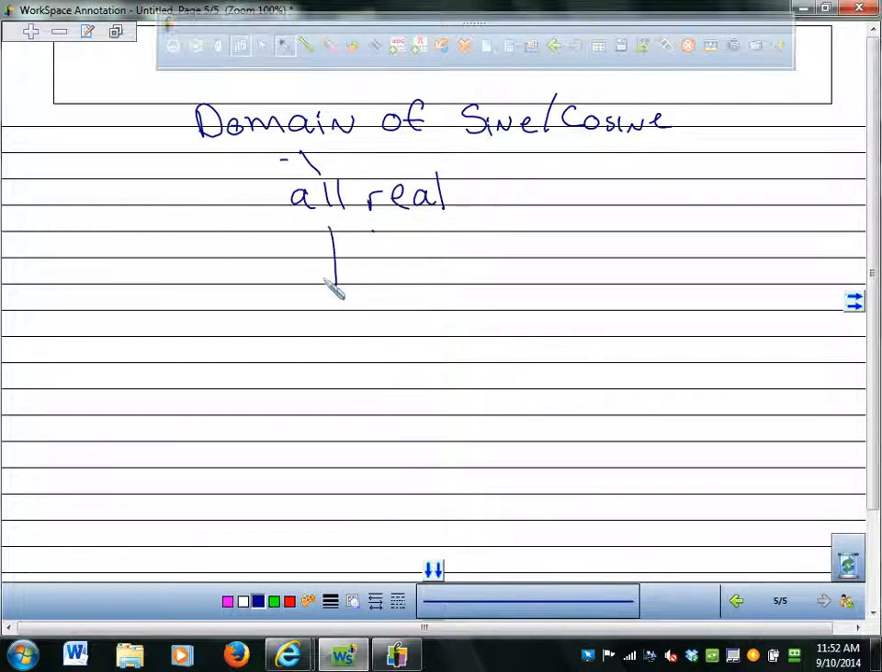Sometimes I write this with a funny looking R like that. Okay? What's the range? What are the possible outputs? What's the biggest sine ever gets? 1. What's the smallest sine ever gets? Negative 1. So the range goes, including the endpoints, you could write this like this, negative 1 up to 1.